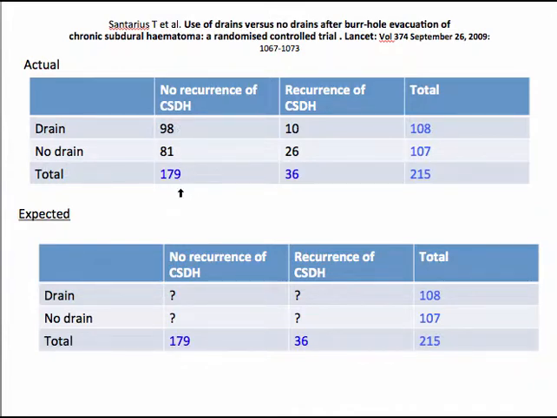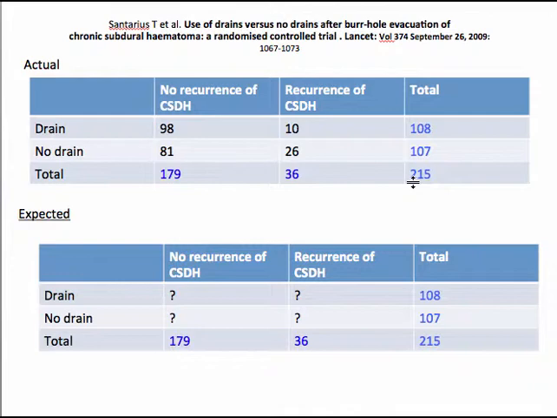And the total here is 179 of all the patients who did not have recurrence, 36 who did have recurrence, and 215 the total patients. Basically, in chi-square test, you are ascertaining whether the proportions are the same in the two groups or not.